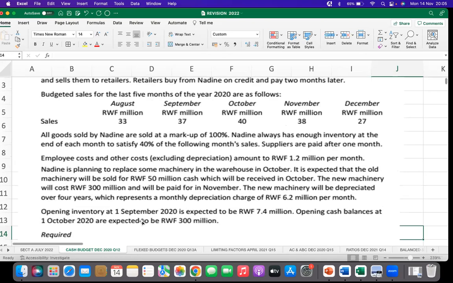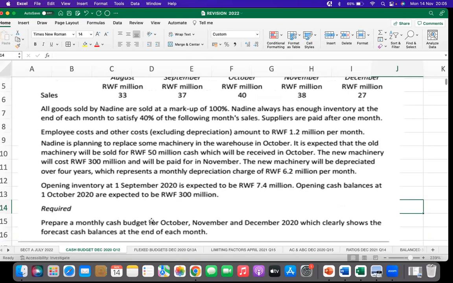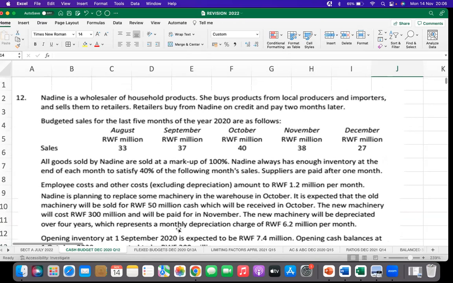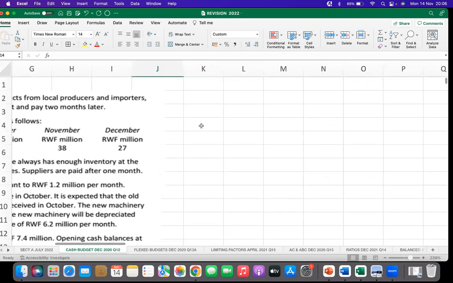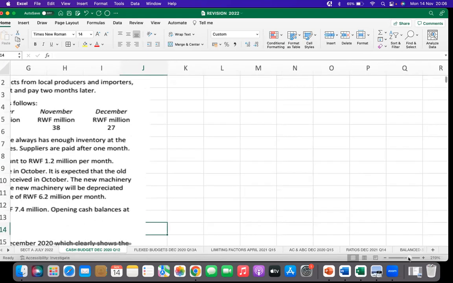Next, opening inventory on 1st September 2020 is expected to be 7.4 million. Opening cash balance on 1st October is expected to be 300 million. So prepare a monthly cash budget for October, November, and December, which clearly shows the forecast cash balances at the end of each month. So Nadine cash budget. In our solution, I'll have to slightly reduce the size.